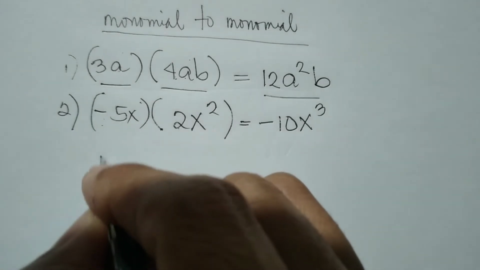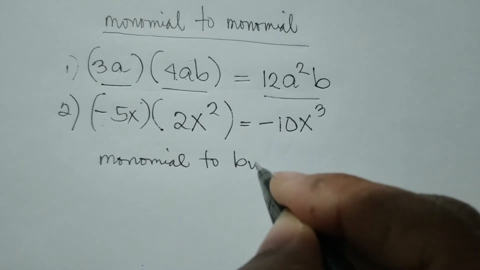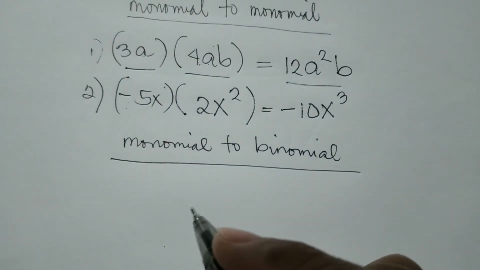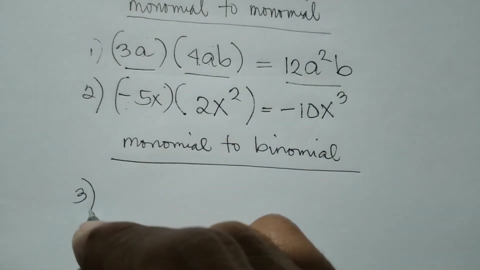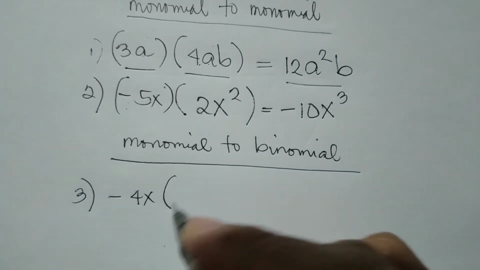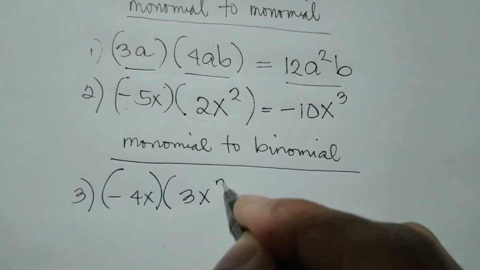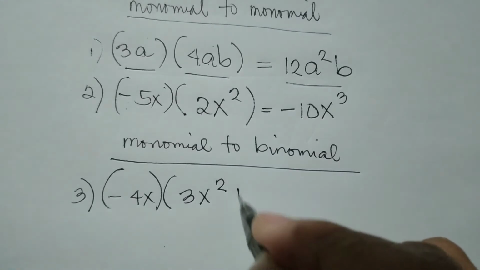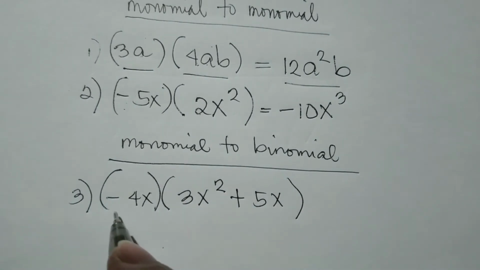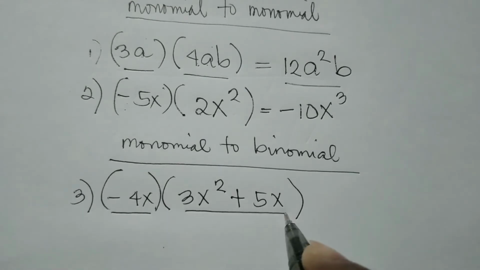So that is how we simply multiply and get the product. What about if we have a monomial to binomial? Example number 3. We have negative 4x, for example, multiplied by 3x squared plus 5x. So we have a monomial, which is negative 4x, multiplied to a binomial, 3x squared plus 5x.